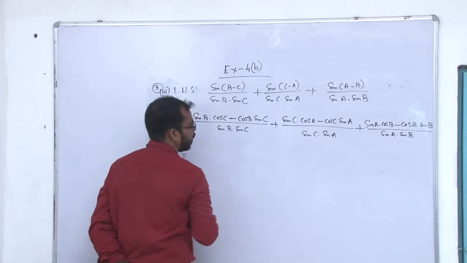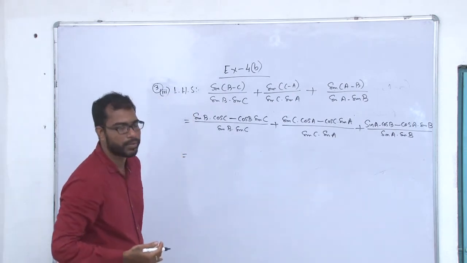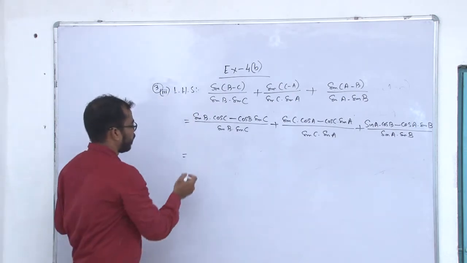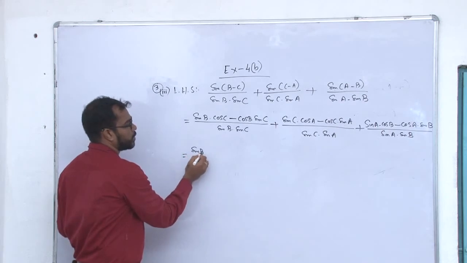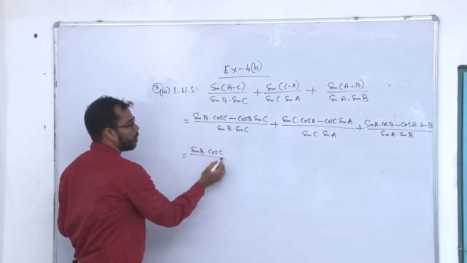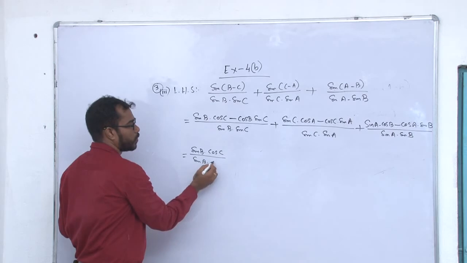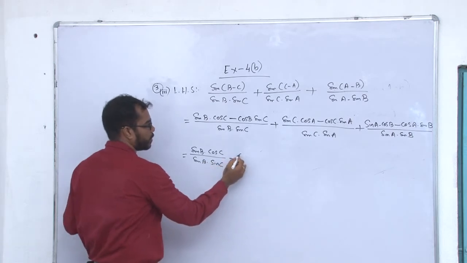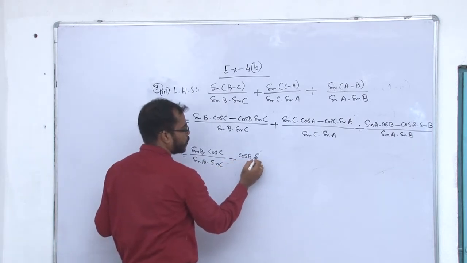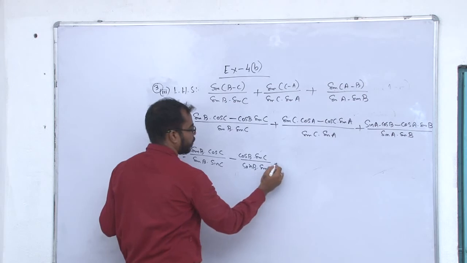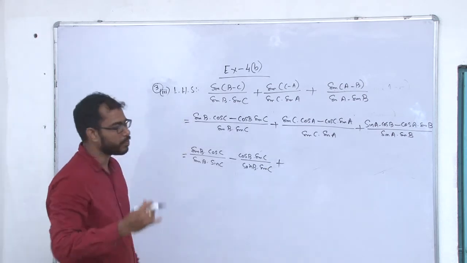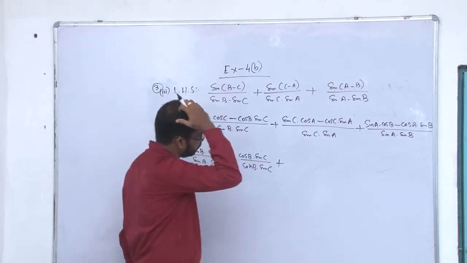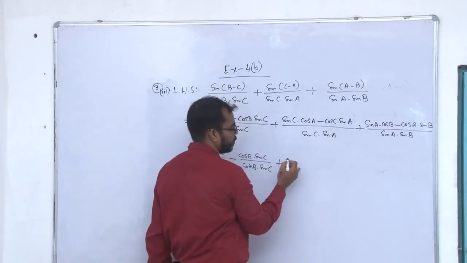That is equal to, now we separate the whole expression. That means you can write here sin B cos C by sin B sin C minus cos B sin C by sin B sin C, plus the next expression, which is similar to the first.